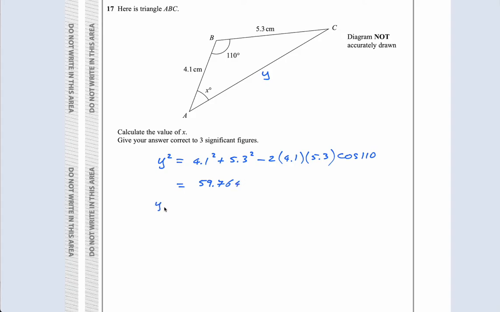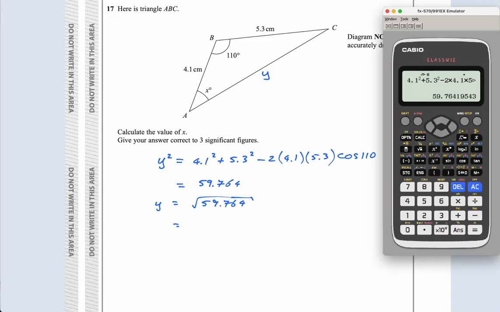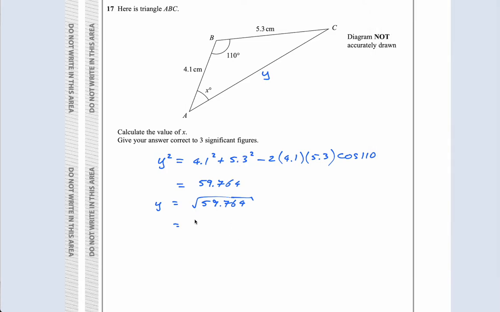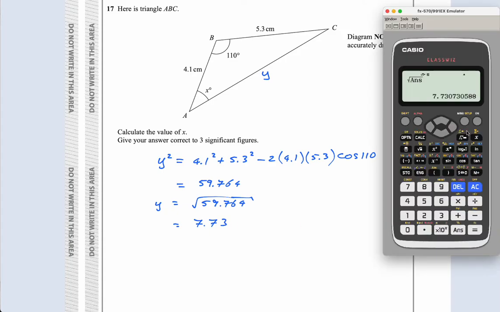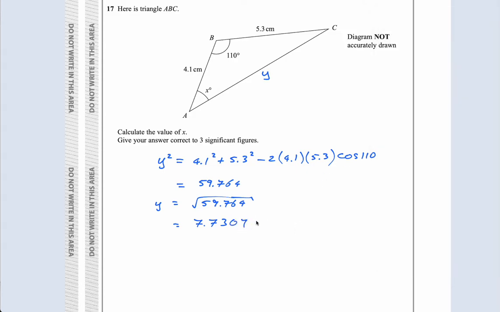59.764, which means y is the square root of that. The square root of 59.764 is 7.73. So this is 7.73. Now maybe I've rounded too much here, guys, but I'll still put it in. 7.7307. As I say, I'm not going to round too much until the end. Then I'll do 3 significant figures.